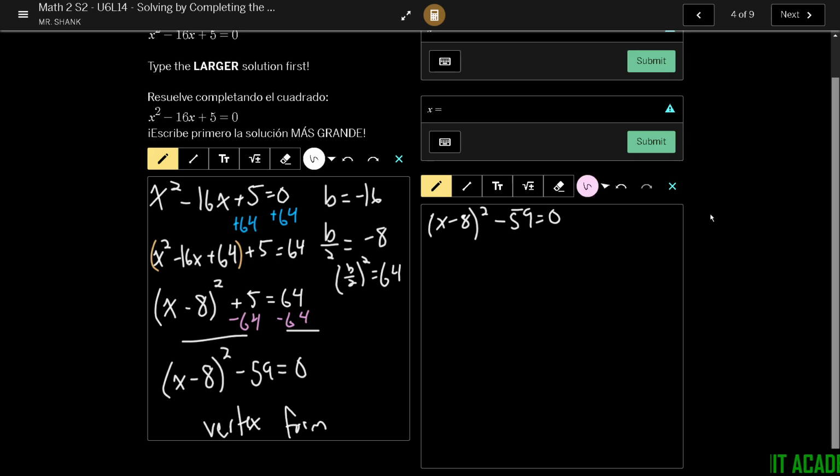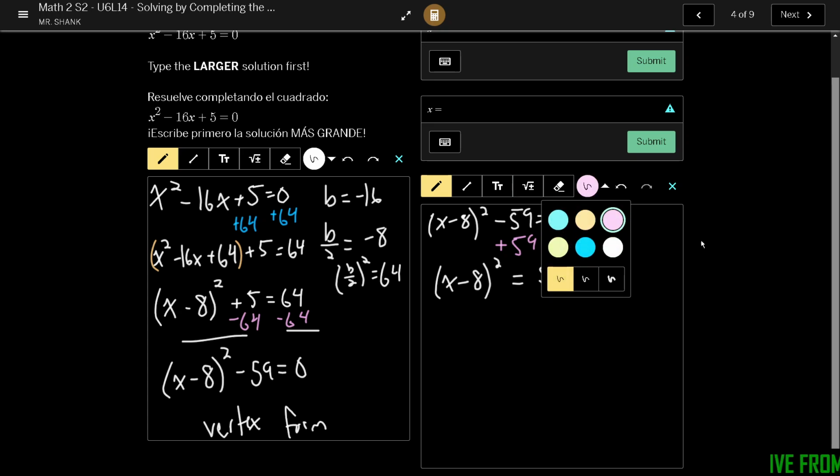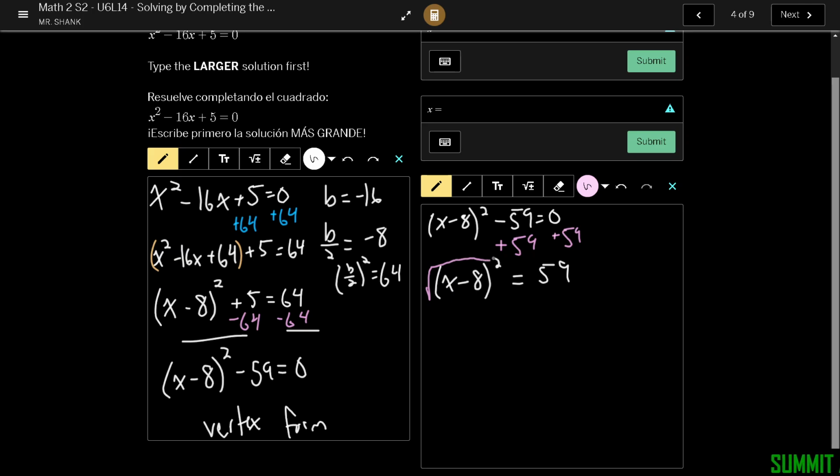I'm going to use those inverse operations to get x by itself. So I'm going to add 59 to both sides. And then I say, all right, I have x minus 8 squared equals 59. Take the square root of both sides. Okay. Take square root of both sides. This is where you get your two different answers. So I'm going to say the parentheses are gone, actually. And so I'm going to say x minus 8 equals plus or minus square root 59.